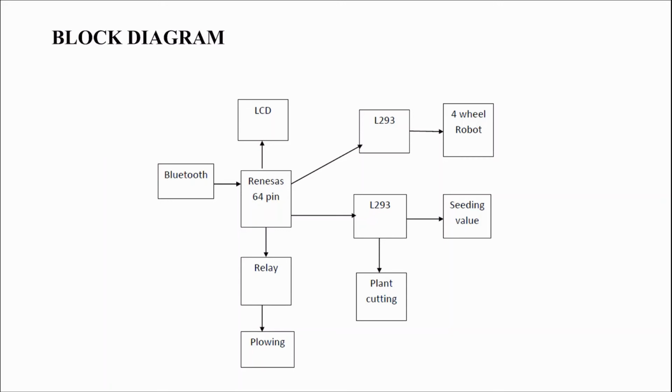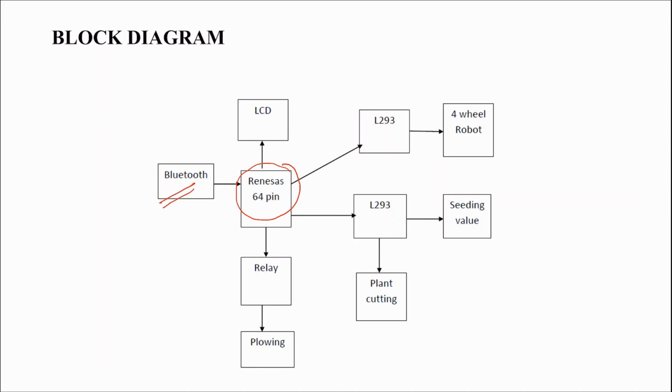Hello everyone, my name is Ramit and I am going to explain the block diagram and the design of the AgriBot. So in the block diagram we have the Renesas microcontroller, which is a 64 pin microcontroller and has an upper edge over 8051, Arduino and Raspberry Pi. It can perform more functions, so that is why we are using the Renesas 64 pin microcontroller.